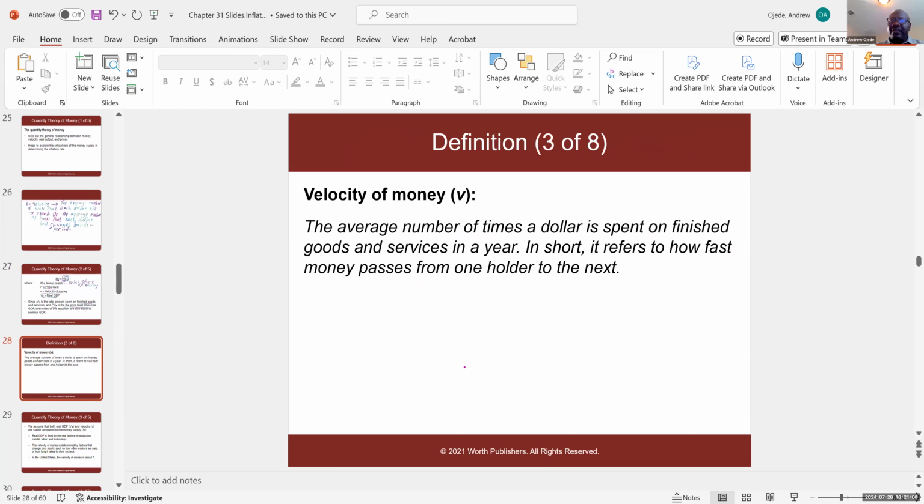So velocity is the average number of times a dollar is spent on finished goods and services in a year. In short, it refers to how fast money passes from one holder to the next. That's right, the average number of times money changes hands.